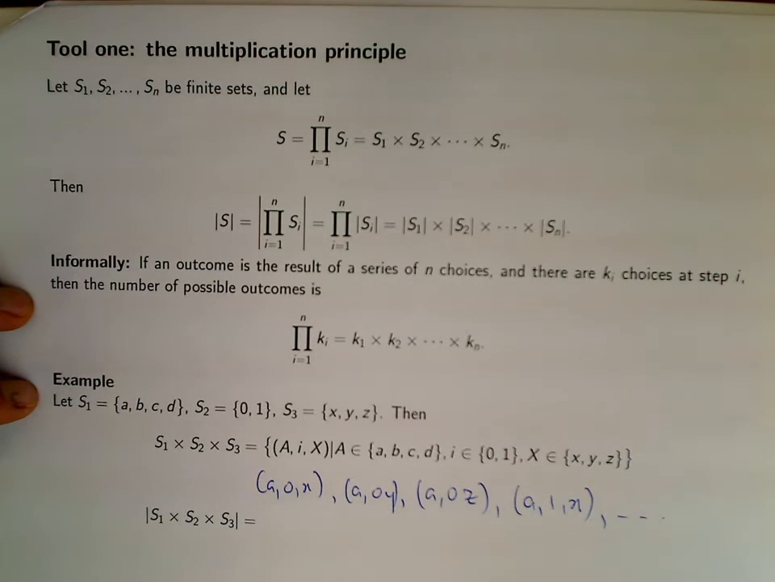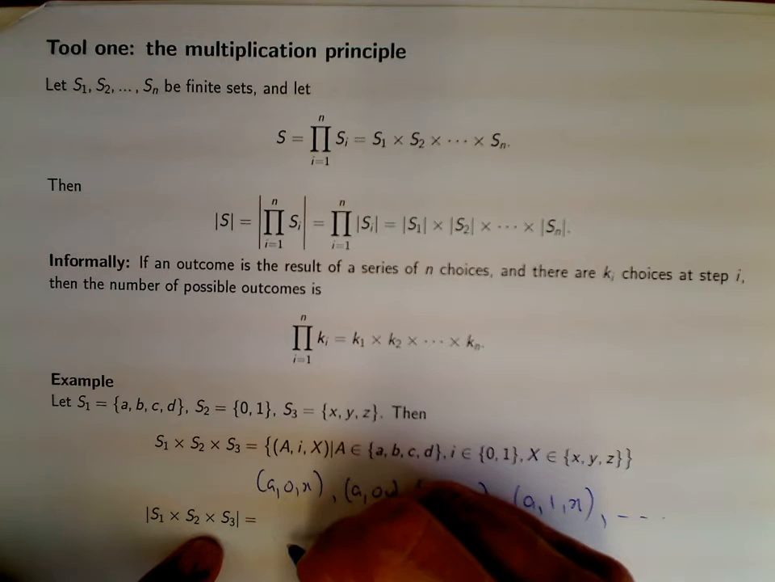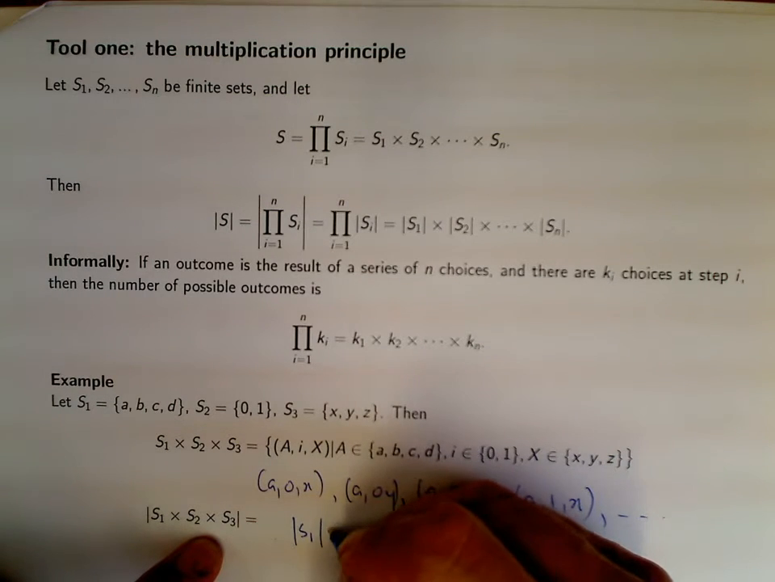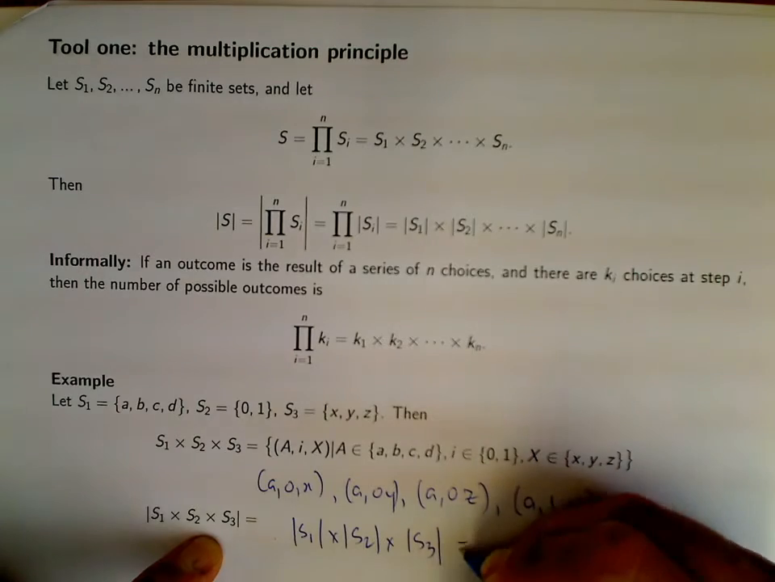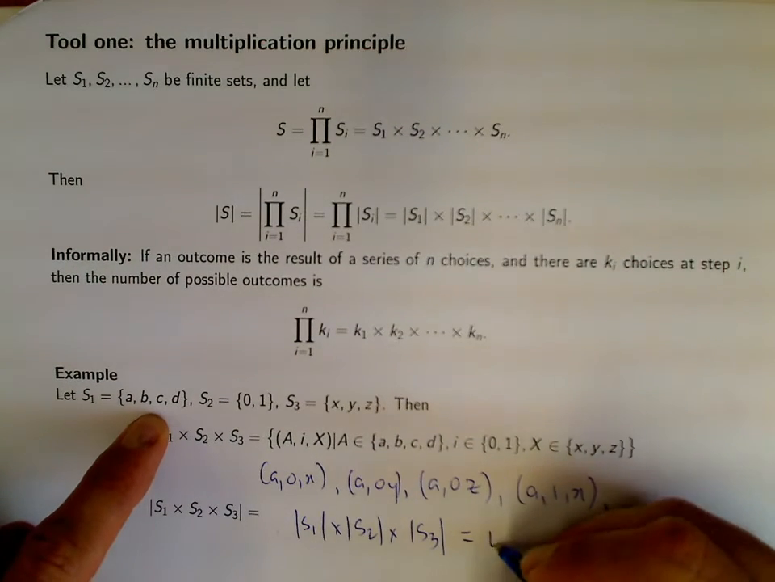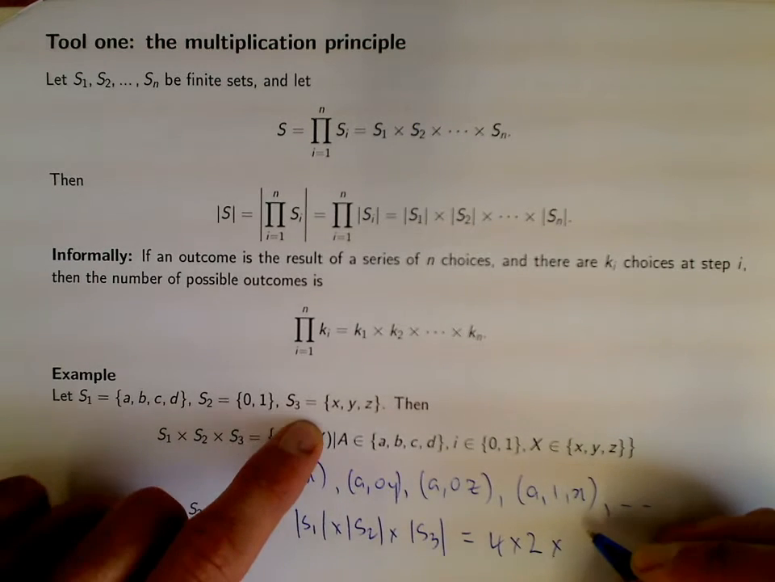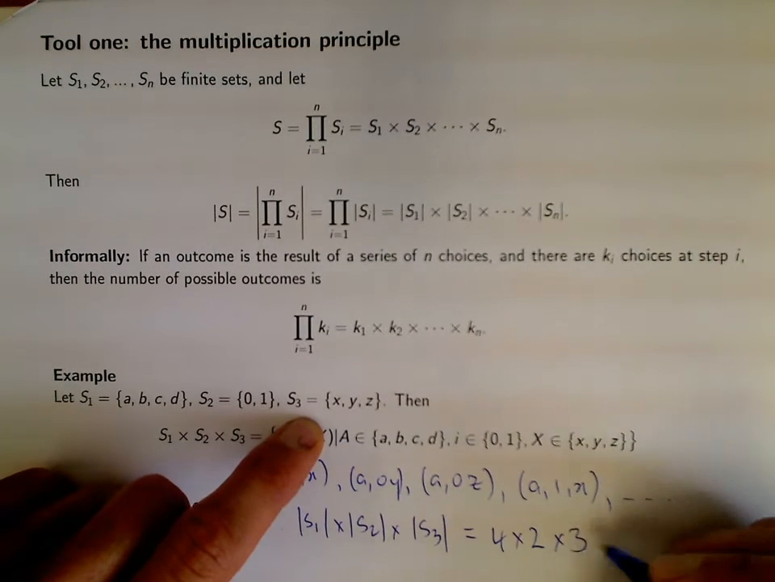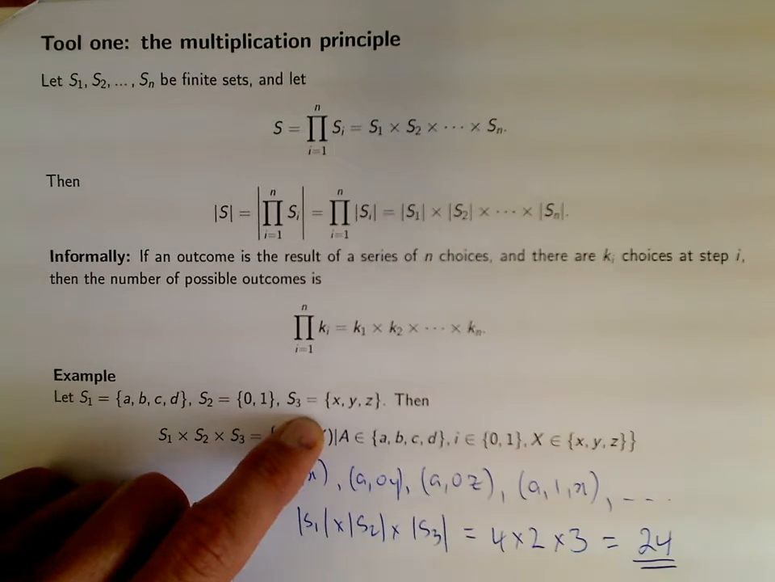Okay, so we want to count the number of things that look like that. And what our counting principle, our multiplication principle says, is that the size of this product is just the size of S1 times the size of S2 times the size of S3. Right, so S1 has got 4 elements, so that's going to be 4. S2 has got 2 elements, and S3 has got 3 elements. So I'm getting 4 times 2 times 3, which is 24. Okay, so that's the size of this product.